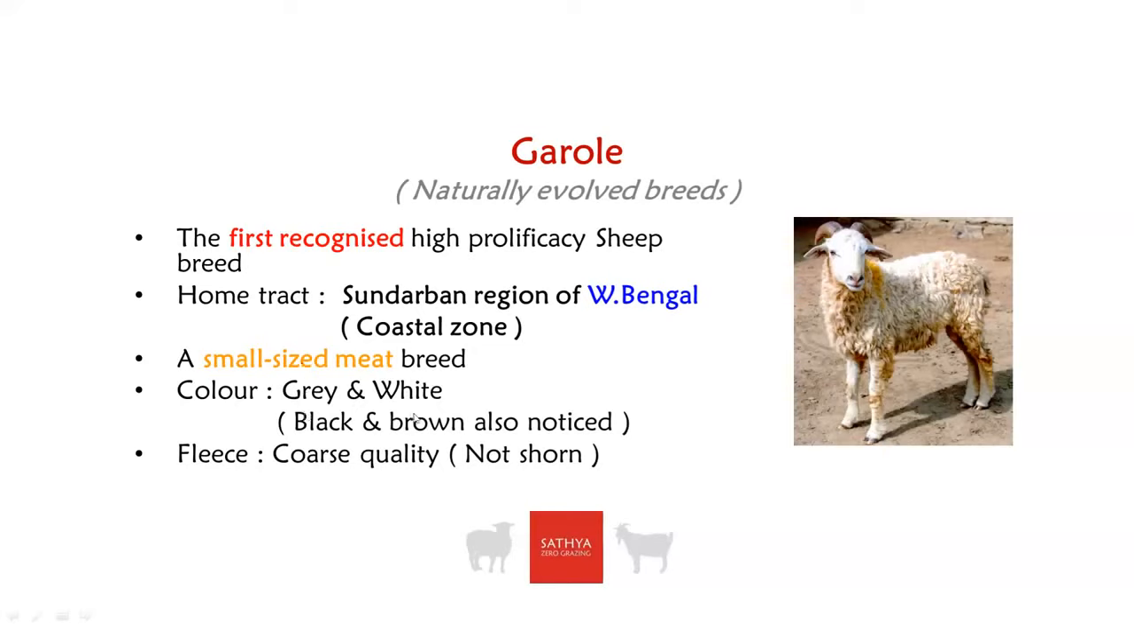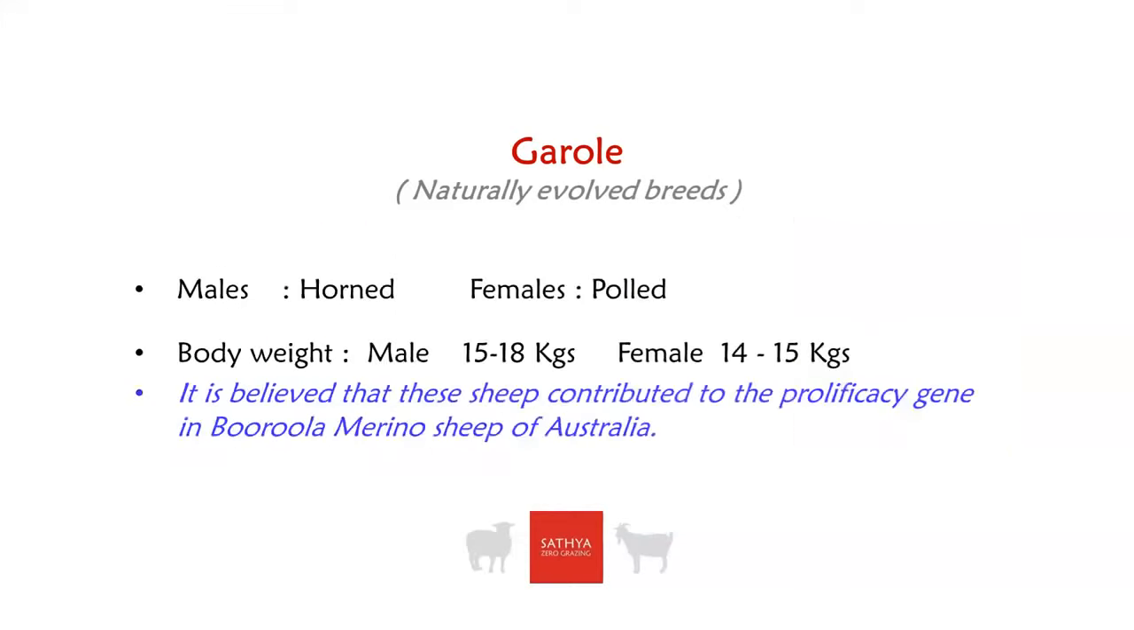It is available in two colors, grey and white, as shown in the picture, and black and brown also. The fleece is of coarse quality, and in general we need not shear it. Males are horned and females are polled. Adult body weight is a maximum of 18 kgs in males and a maximum of 15 kgs in females. This is the reason it is considered a small sized breed.